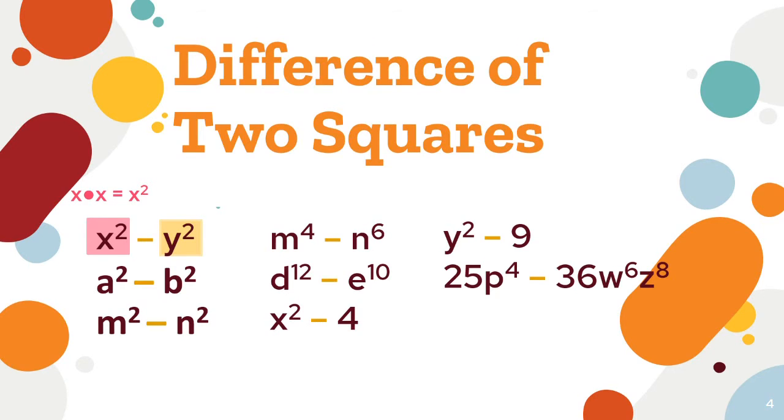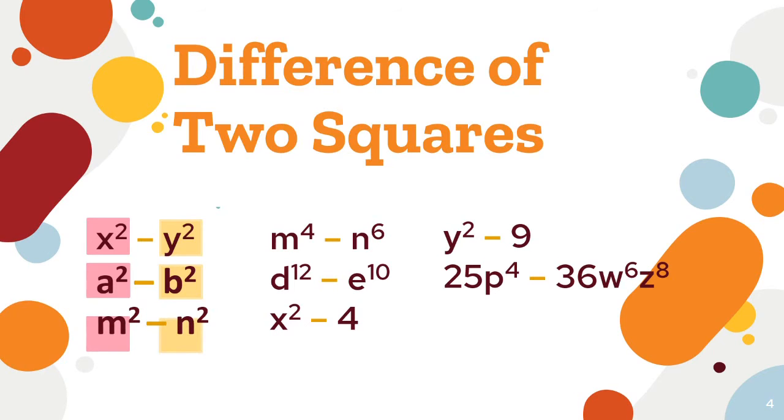Also, y times y is equal to y squared. Therefore, y squared is a perfect square and its square root is y. Same with a squared minus b squared. The square root of a squared is a and the square root of b squared is b. Ang square root ng m squared, m. Ang square root ng n squared, n.